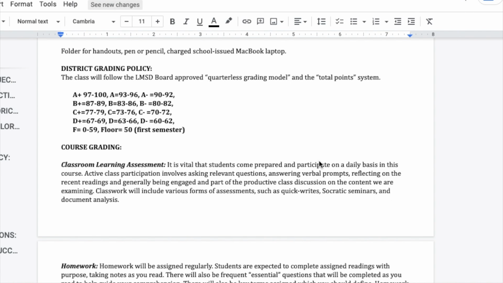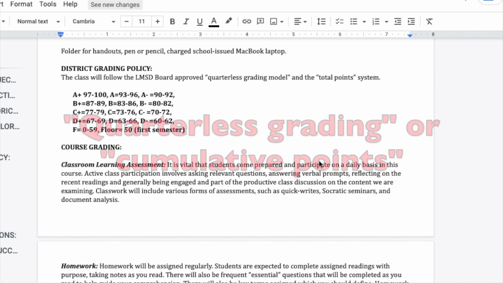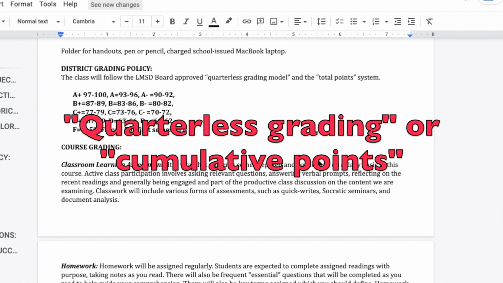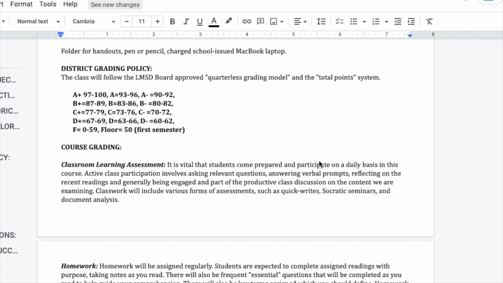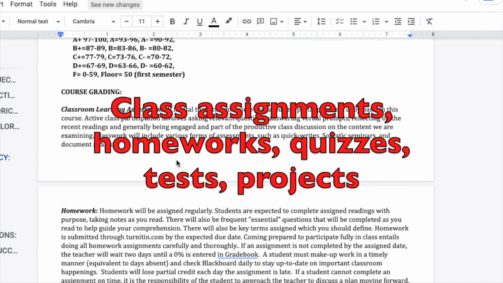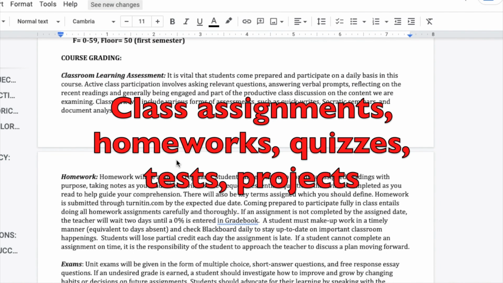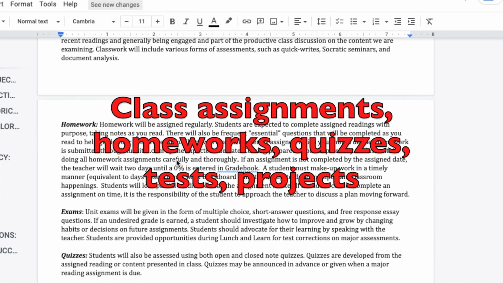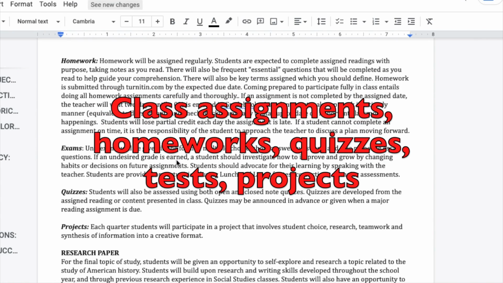So how will you be graded in APUSH? We will follow the LMSD School Board approved quarterless grading model, also referred to as cumulative points or total points. What will you be graded on? You'll be graded on classroom activities or classroom learning assessment. Homeworks, you will be regularly given homework. There will be exams, there will be quizzes, there will be open note quizzes, there will be closed notes quizzes.